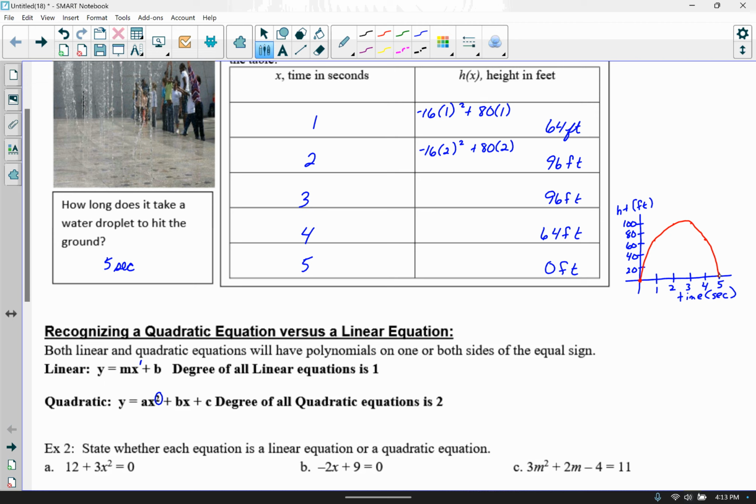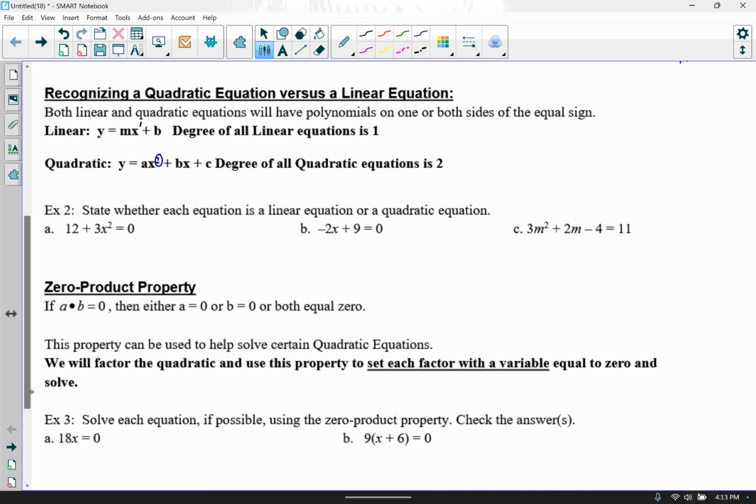All right, so let's scoot on down to example 2. In example 2, it wants to know whether these equations are linear or quadratic. So you're just looking at your degree. Hopefully you agree here in part A that I've got degree 2, so this has to be quadratic. I'm just going to abbreviate. And in letter B here, I'm raised to the first power, so this one has to be linear. I'll let you try C and check yourself by the solution key.